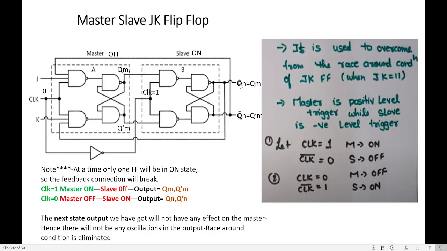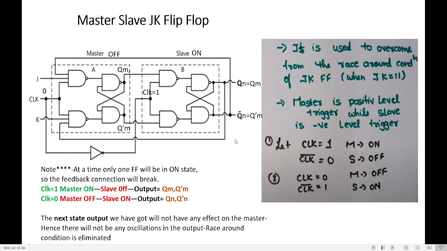Now see the change. Now see the output is connected in feedback to the master. Whenever the slave is on, what is the job of slave? To propagate the output of master to the output terminal. Whenever the output terminal is changed, since it is connected in feedback, what happens? Since master is off, the feedback breaks, so there will not be any impact on it.